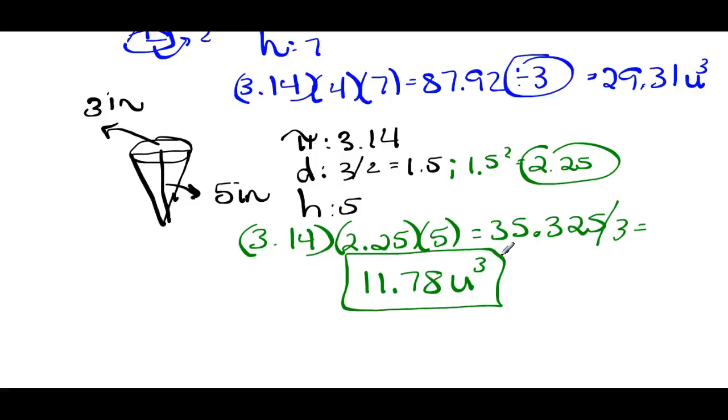And this is all there is for cones. We're really just taking everything that we learned about finding the volume of a cylinder, and we're applying it, and then we just divide by 3 at the end.